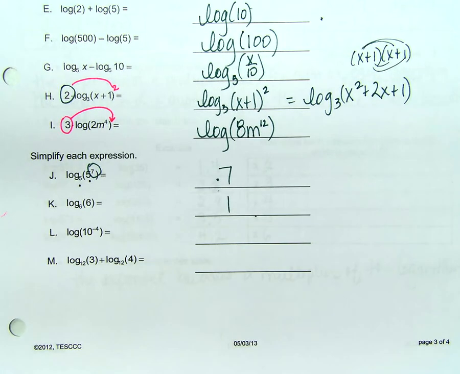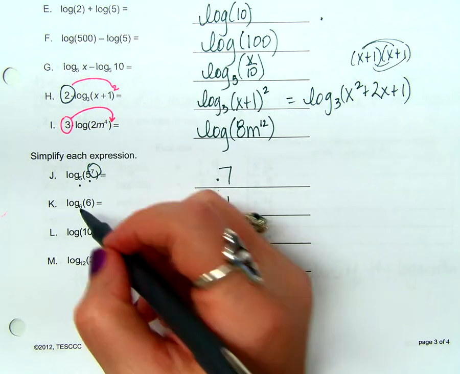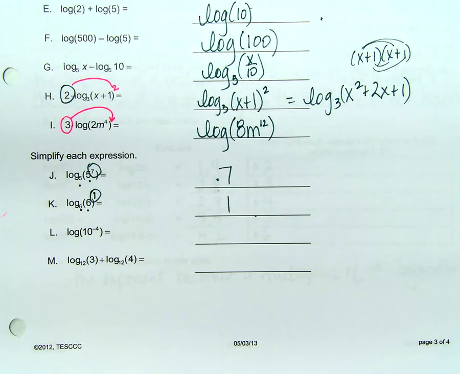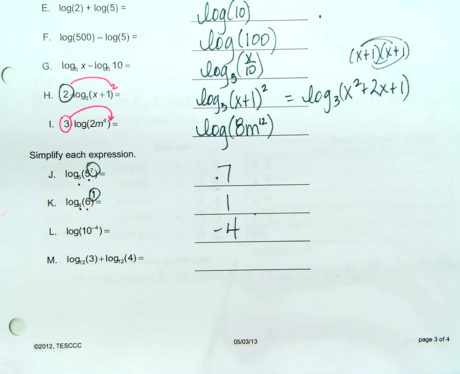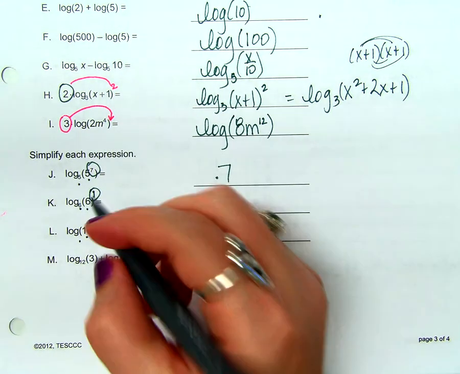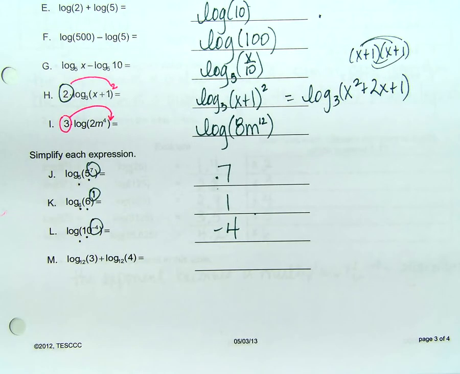1? Why is it 1? The base and the argument are the same. The answer is the exponent. So what about L? Somebody said -4 really fast. Except I don't see any base. Oh, I forgot about that. It's an understood 10, right? The base is a 10 if it's not written. So are the base and the argument the same? Yes. So then the answer is the exponent, right? Okay, what about M?